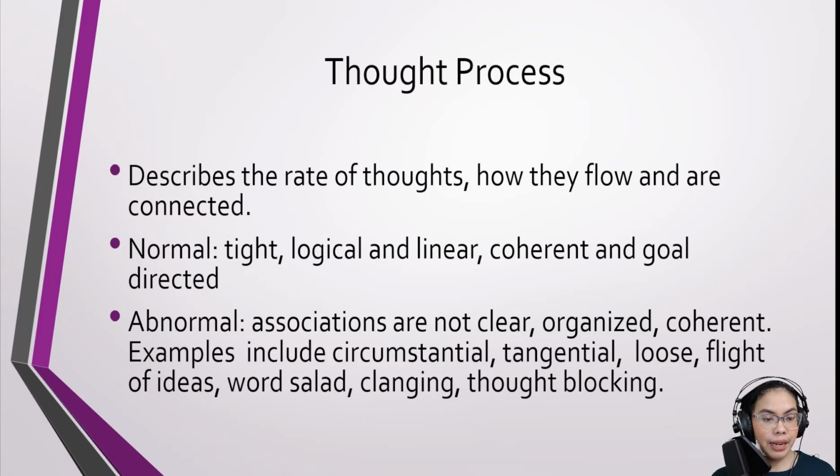Also, they can answer your question directly. Abnormal means associations are not clear, are disorganized, are incoherent. For example, circumstantial, tangential, loose, flight of ideas, word salad, clanging, and thought blocking. Why do we ask this question? Because it can check if, for example, the person may have schizophrenia. One of the symptoms of schizophrenia is disorganized thinking. We can see if the person has disorganized thinking through their thought process. I will explain circumstantial, tangential, loose, and flight of ideas.